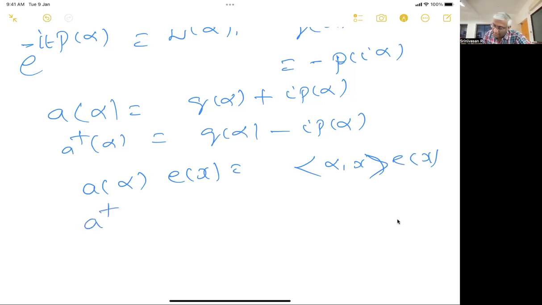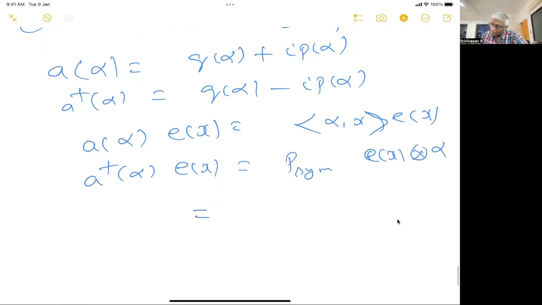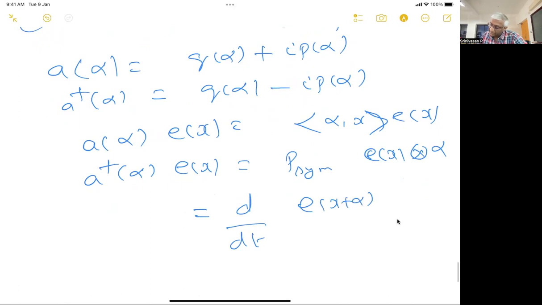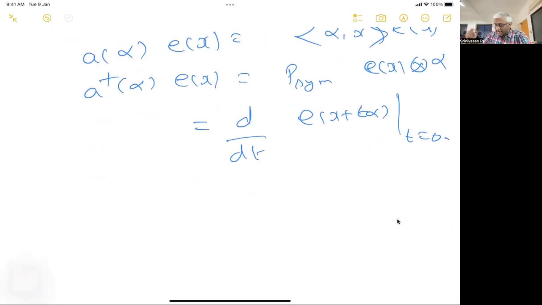And A dagger alpha acting on E of x is actually the symmetric vector of E of x tensor alpha. But that is equal to d by dt E of x plus t alpha, at t equals 0. You will get all these things by the definition of P alpha, if you use differentiation, because any n particle vector, for one particle vector, you get it by differentiating the exponential vectors.